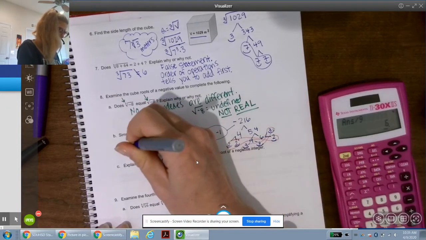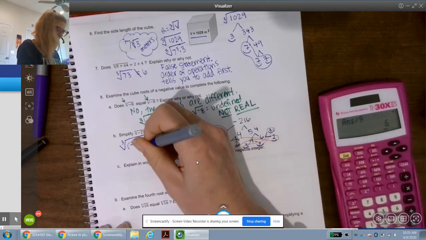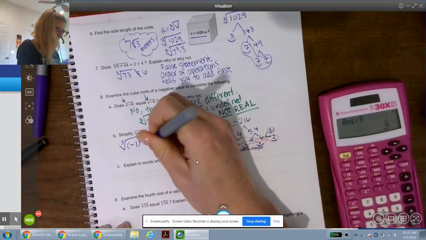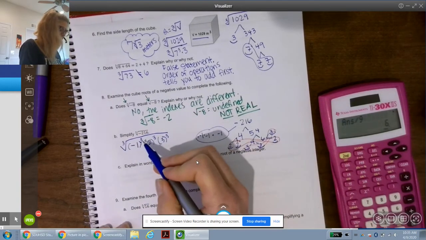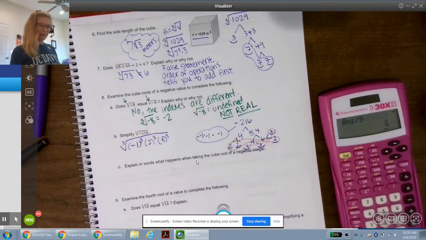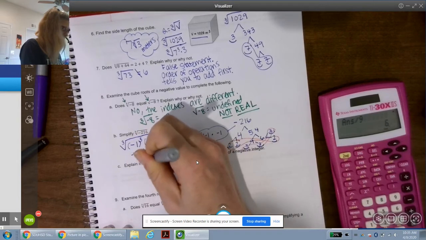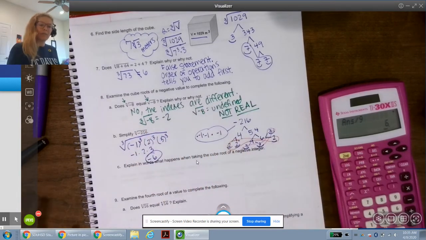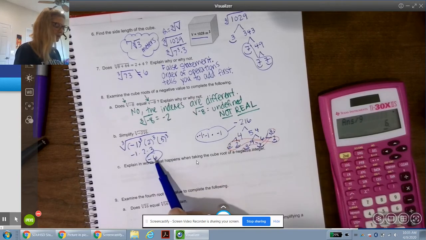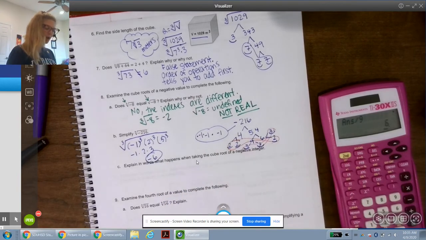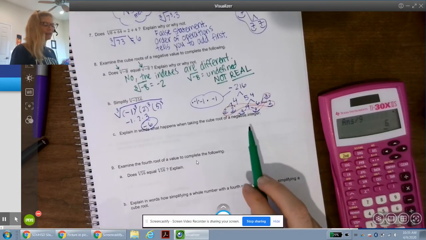Because you think about this as the cube root of negative 1 cubed, and 2 cubed, and 3 cubed. So from there, since cubing and cube roots are inverse operations, negative 1 times 2 times 3 is negative 6. Or maybe already you remembered the perfect cube. 6 cubed is 216, so it's negative 6. Good job, you guys. So explain in words what happens when taking the cube root of a negative integer.